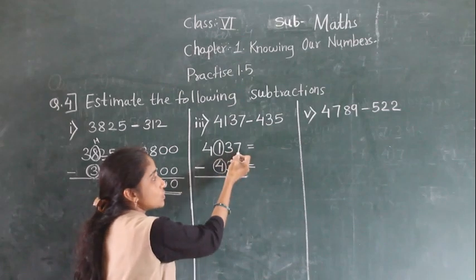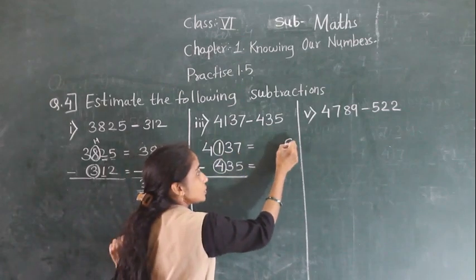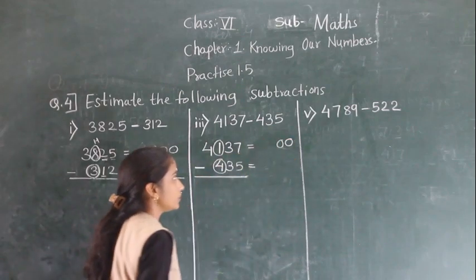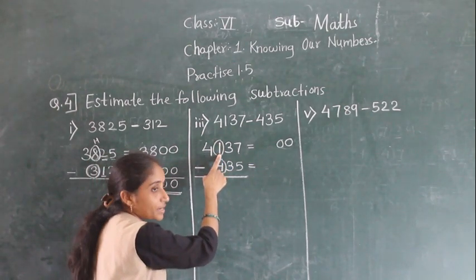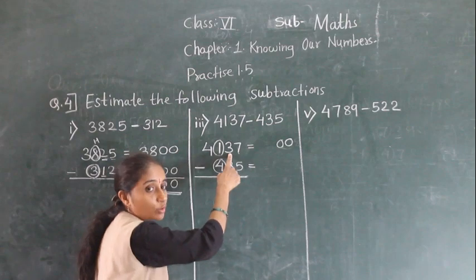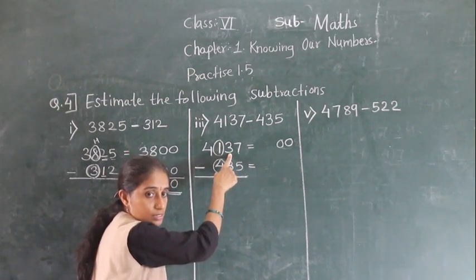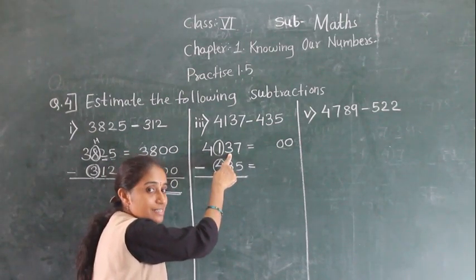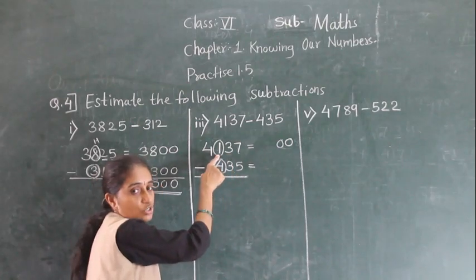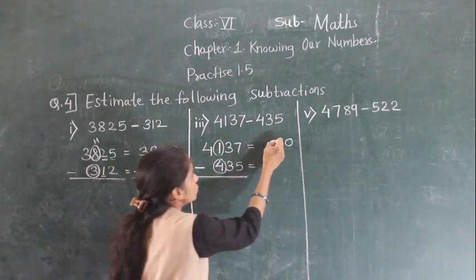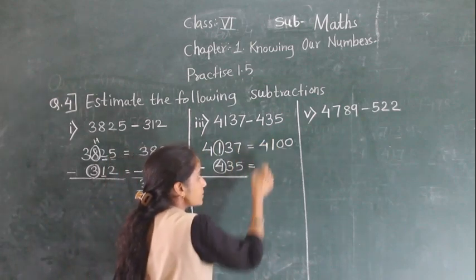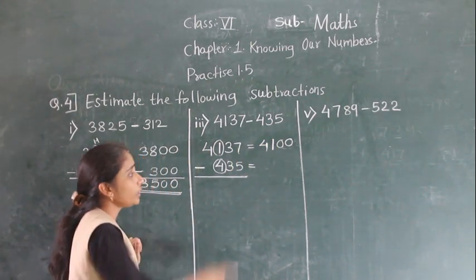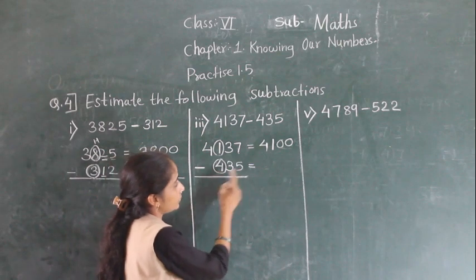So how much zeros will come? 1, 2. First we will give that zeros. Yes. Then we are going to round of hundreds place. Check the digit from 10th place. Yes, it is less than 5. So this digit will not change. This digit will be as it is. Before that number, as it is. Okay, now next, see here.